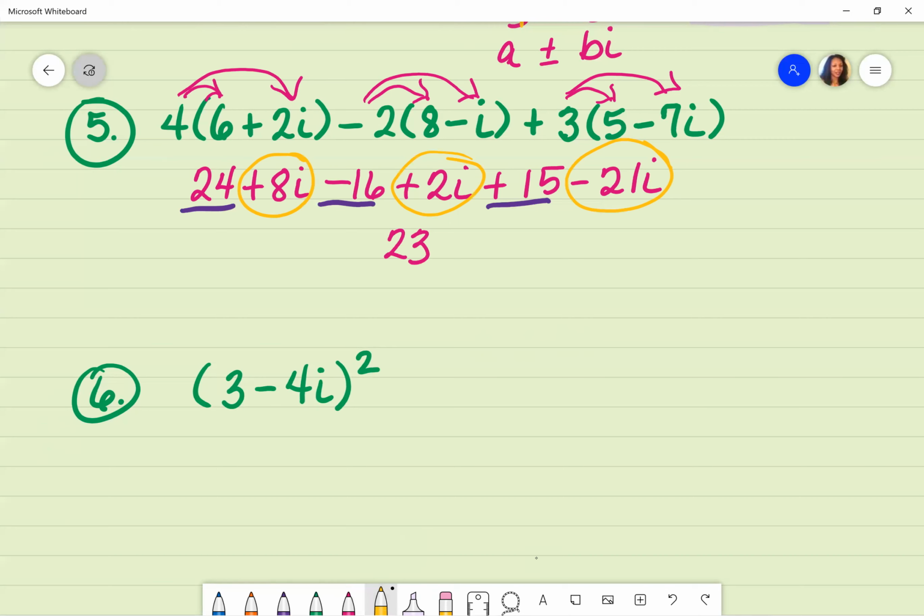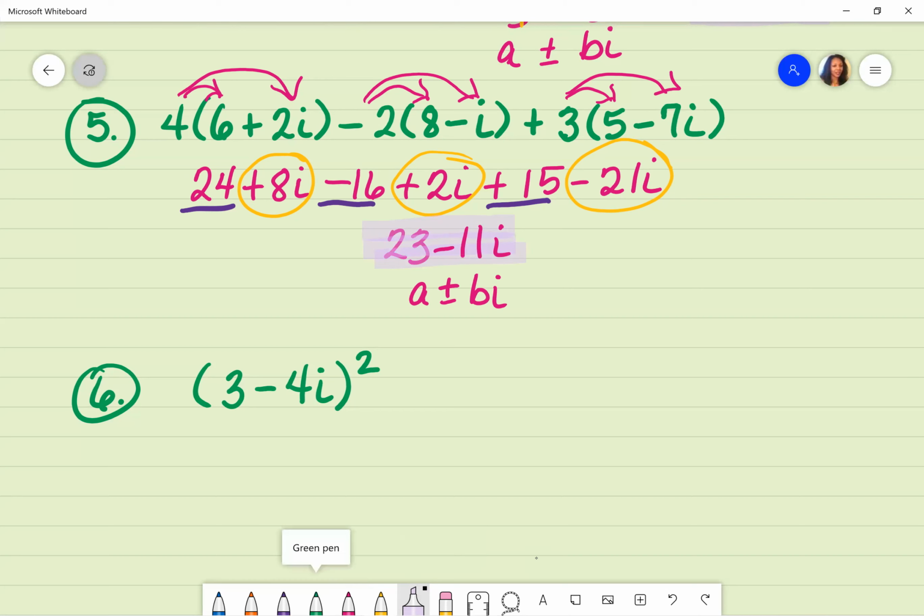So make sure you keep up with your signs. But after that 11, I have an i. It is in a plus or minus bi form. So that's my final answer. Don't write it backwards. Make sure you're in the right form.